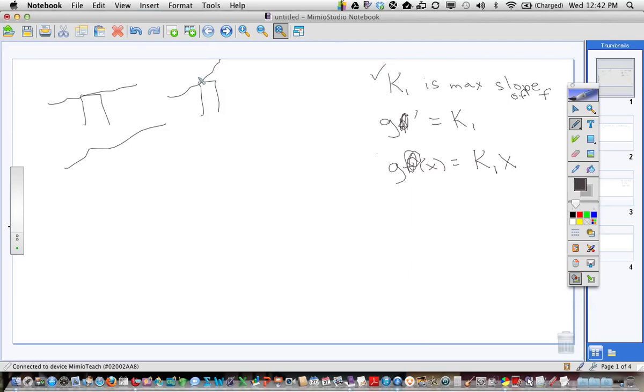So let's take this picture right here. Let's pretend we turn this into a line, and that this line right here is the line K1x. This is just for one rectangle. So this red right here would be how much we're off. That would be the max amount of error right there. So what I want to do is find that red amount.